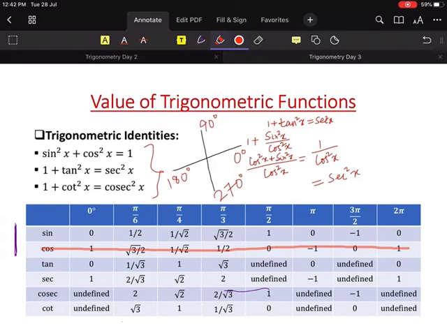1 by root 3 by 2. Opposite of this one will be 2 by root 3. Opposite of 1 by root 2 will be root 2. Opposite of 1 by 2 will be 2. Opposite of 0 will be 1 by 0, which is undefined. Opposite of minus 1 will be minus 1. Now, opposite of 0 will be undefined. Opposite of 1 will be 1. Am I clear? Yes or no? For every angle, sec is basically 1 by cos. Everyone understood?